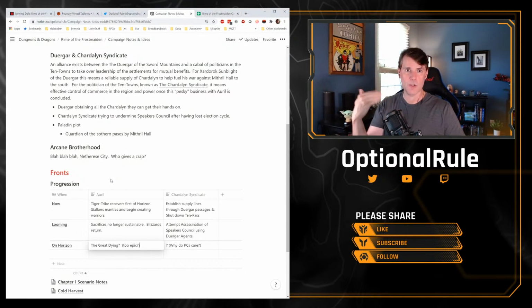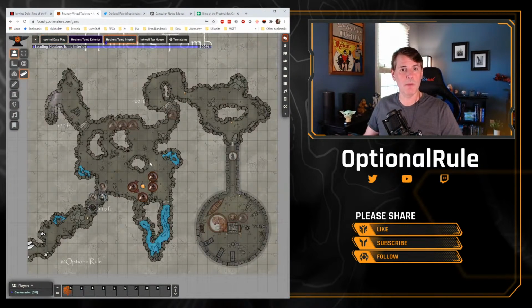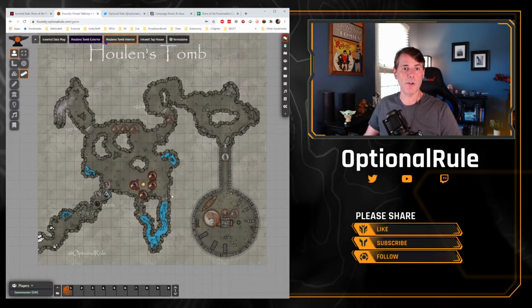So that's the plot. What we have next session is the party is going to complete this adventure around Kevin's Cairn. They have Holin's Tomb interior, so they're going to defeat these tribal warriors trying to use this magic item from the Horizon Stalkers, defeat Sefik Kaltro and Torga Icefang, I hope, and acquire several magic items that really fuel them.